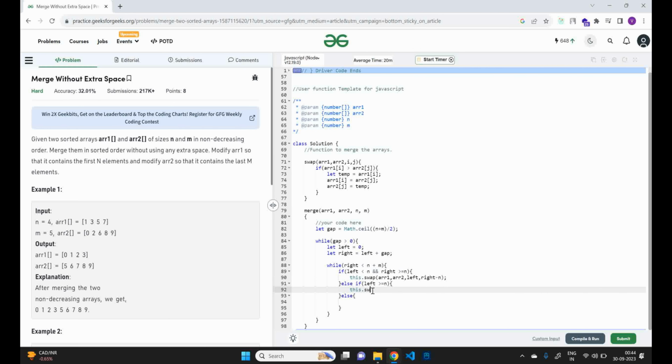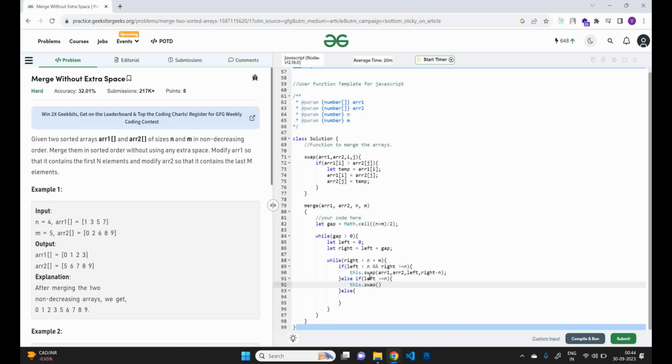Now, for the second case, what we need to do? That means left is greater than or equal to n. It means we are in the second array, so we know that both will be array 2 where swapping will happen. And what is the left pointer here? Left will be left minus n and right will be right minus n. Obviously, because we are in the second array, we need to subtract n every time, that is the length of the first one, so that we get the correct index.